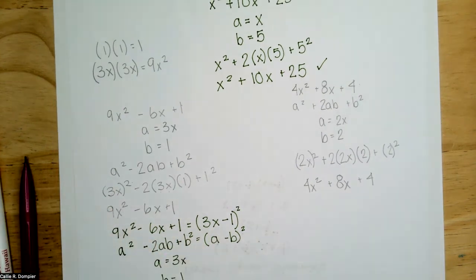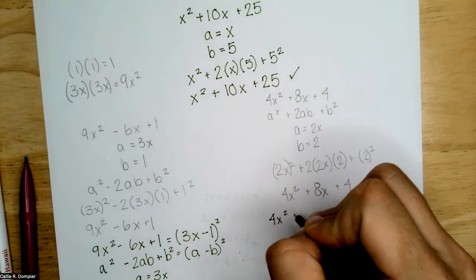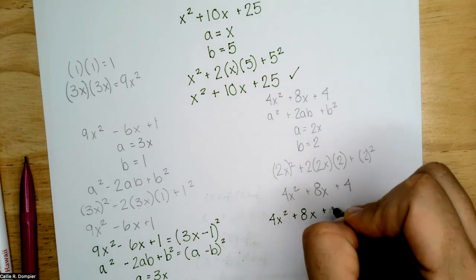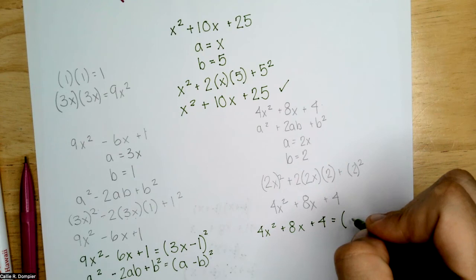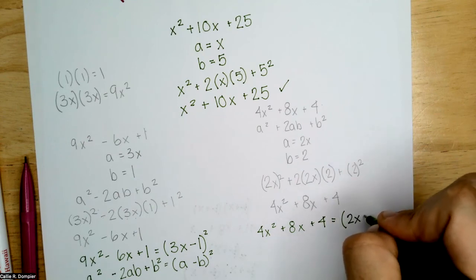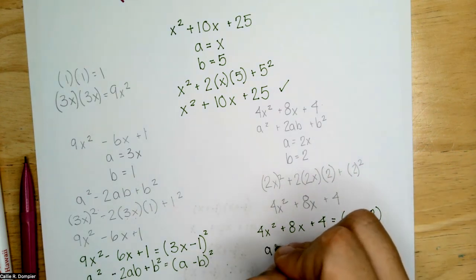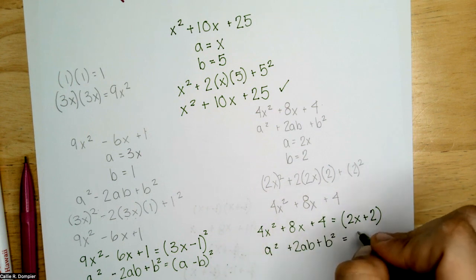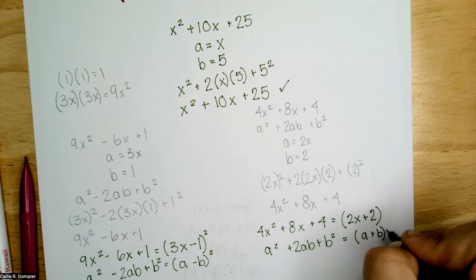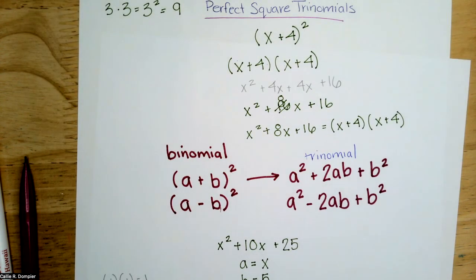That means that 4x squared plus 8x plus 4 is the same as (a plus b) squared, right? Because a squared plus 2ab plus b squared equals (a plus b) squared. I always forget that squared. Good. All right, so those are perfect square trinomials.